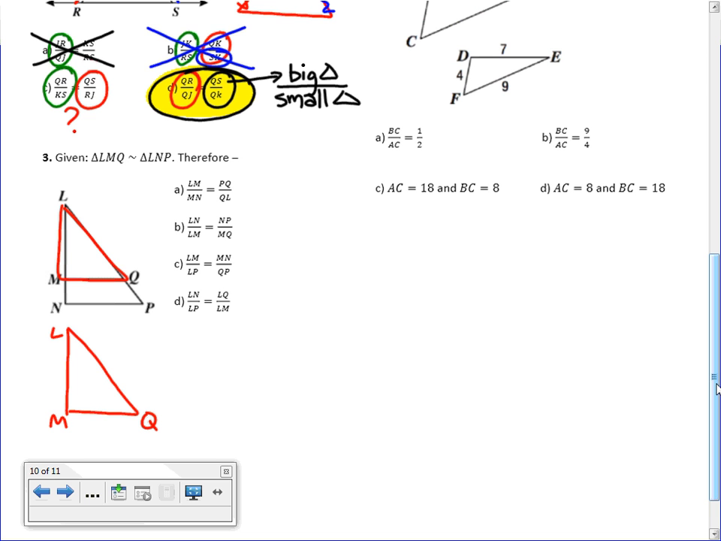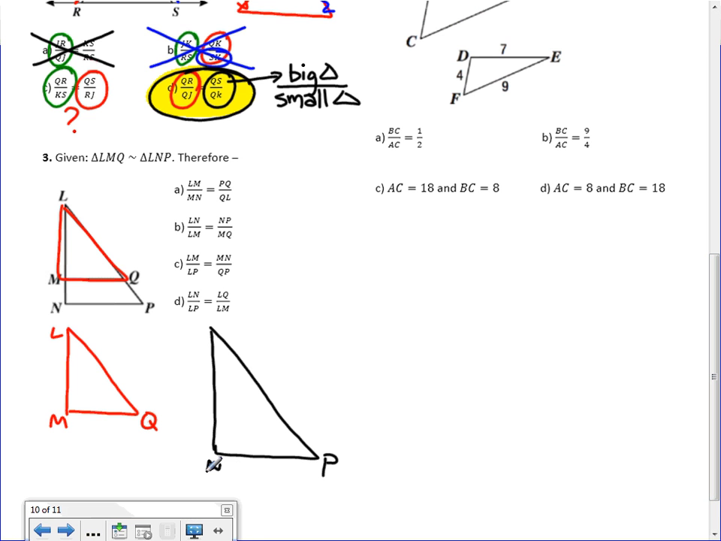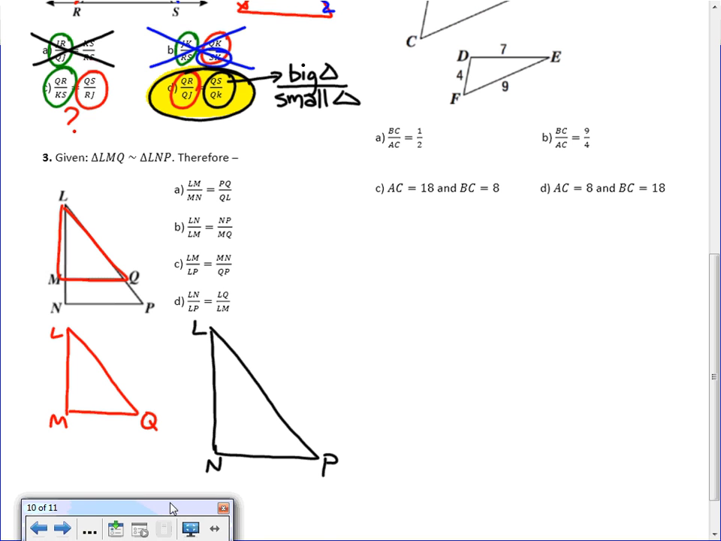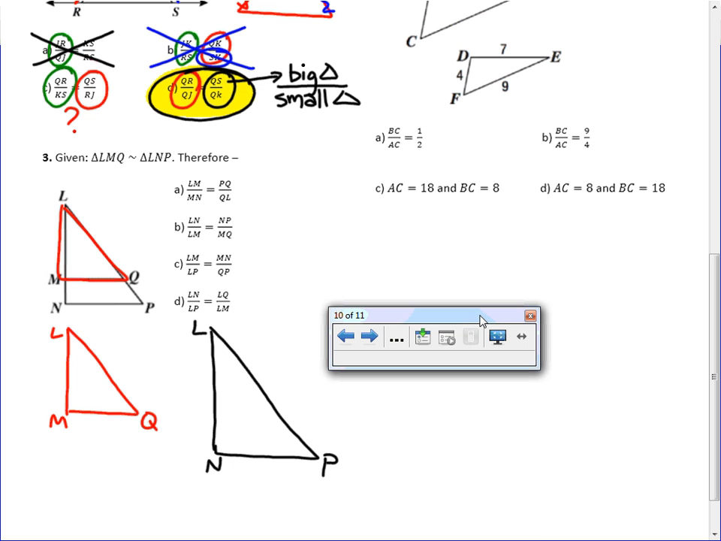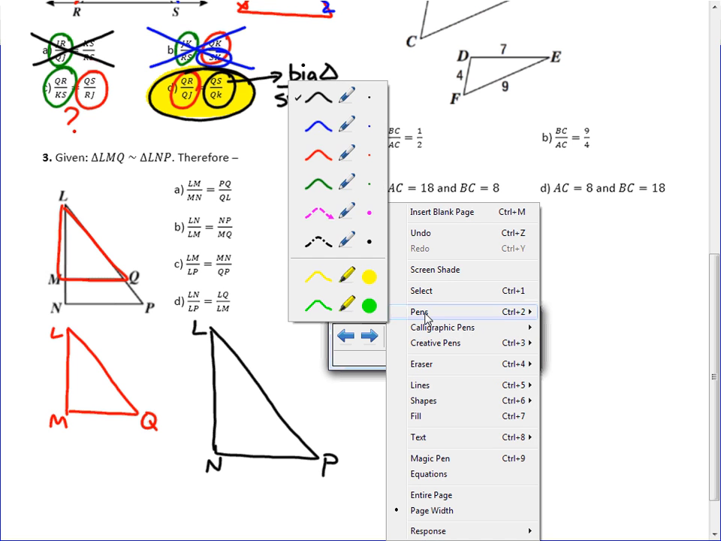And they're telling me that it's similar to the whole large triangle, which is LNP. So let's see what they're wanting us to match up here. They're saying that they're similar triangles, and now they want us to do certain things.